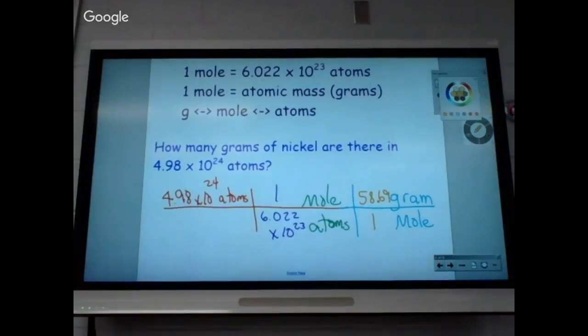So times 58.69, and I always hit equals. Divided by 6.022, second EE, 23. And again, it doesn't matter. You can divide first and then multiply. I like to do the top first, then divide by the bottom. Just find a method you like and stick with it.